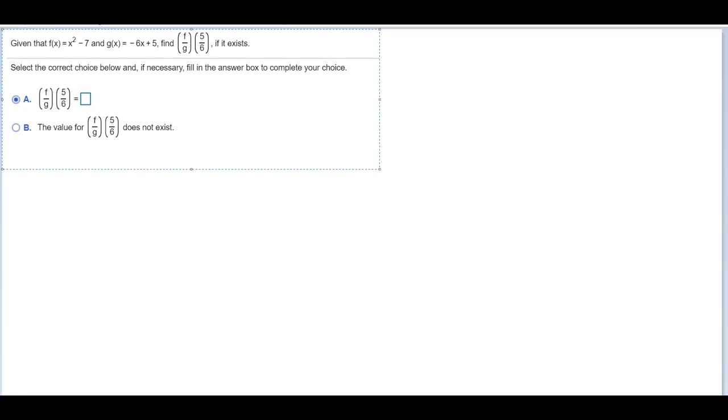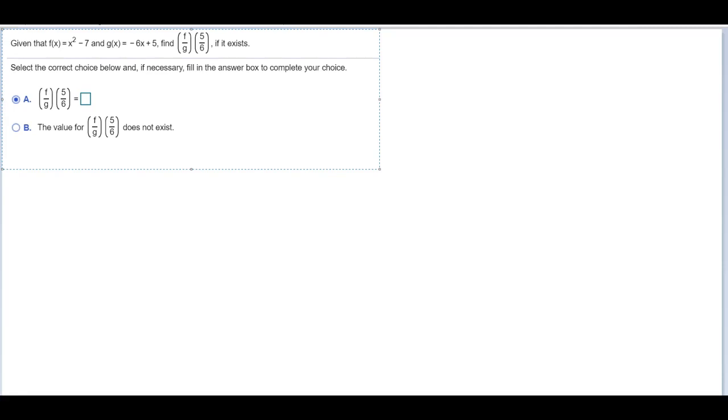At any rate, we want to evaluate this function, find the quotient of f and g, and then we want to substitute in the value 5/6. I need to let you know that the pen for my tablet is not working, so I'm going to try to write this as neatly as I can, but bear with me. I am trying to write this using the touch on the screen.